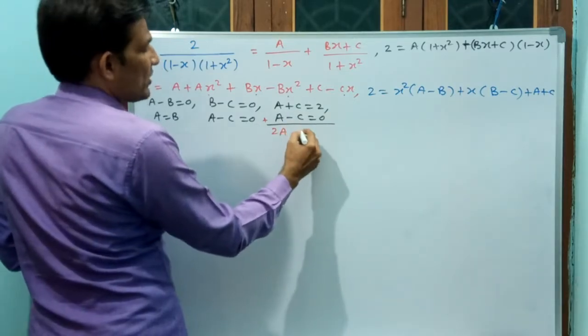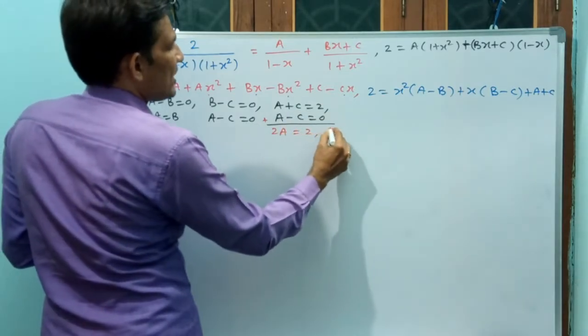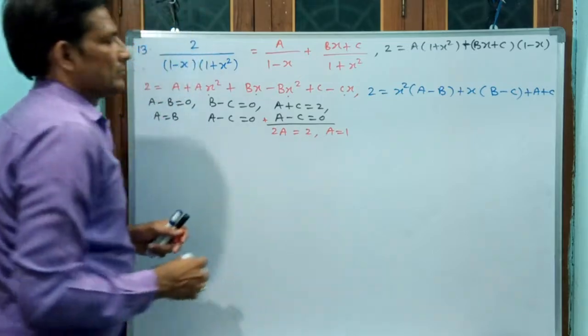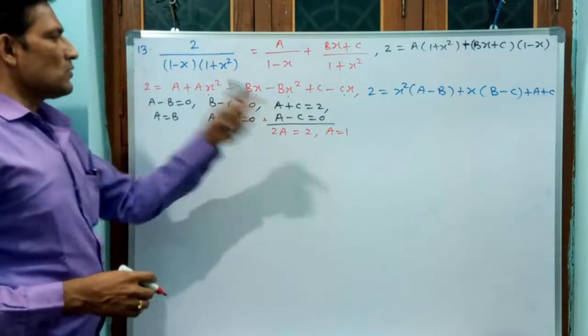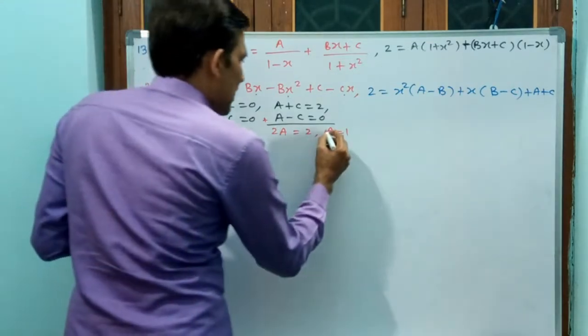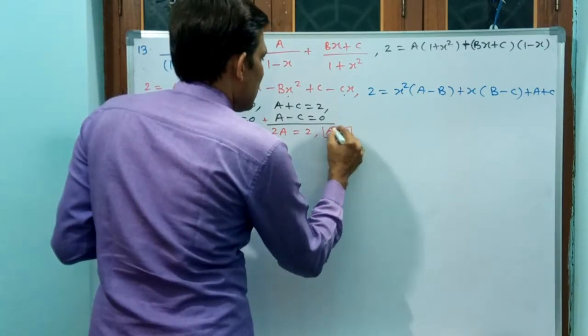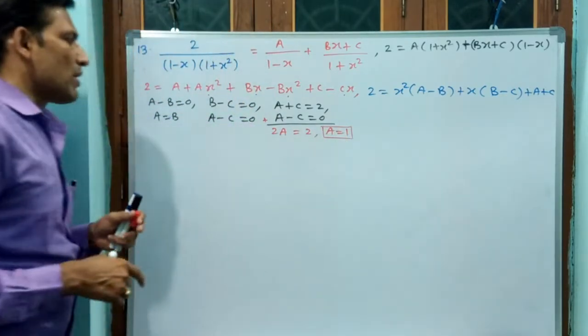I am adding, so 2a, this c is going to get cancelled. 2a is equal to 2, then a is equal to 1. Now I am putting a box. Why? Because I have got the final values, that is why I am putting a box.